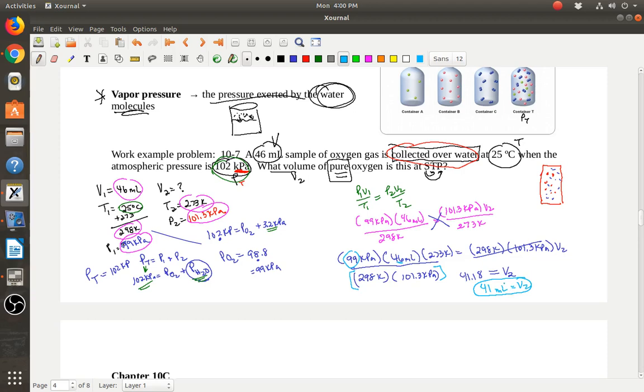Okay, what's the deal here? What makes this more difficult? Collected over water or by water displacement or wet gas, you have to go find the vapor pressure on the chart. Find the vapor pressure on the chart and subtract it from the pressure that's given to you right here in the question. Okay, that's the only thing that makes this more difficult.